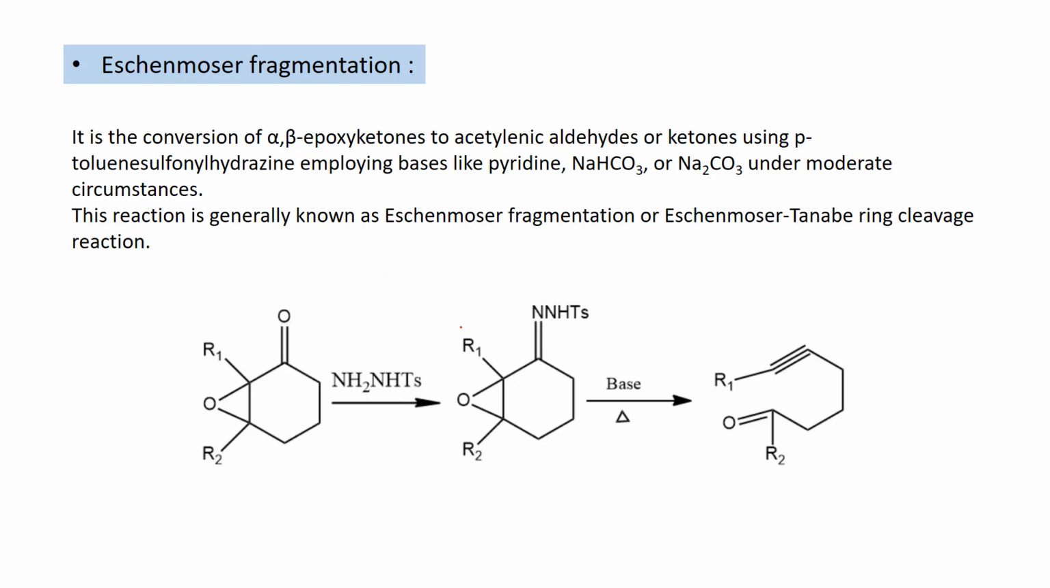Next, which we will discuss, is the Eschenmoser fragmentation reaction. This is quite difficult compared to the others, because a lot of things are happening in a single reaction. So just try to understand each of the steps, because in the previous ones we were just getting the product through a simple rearrangement, but here lots of bonds are breaking and making in a single step. So let's try to solve this.